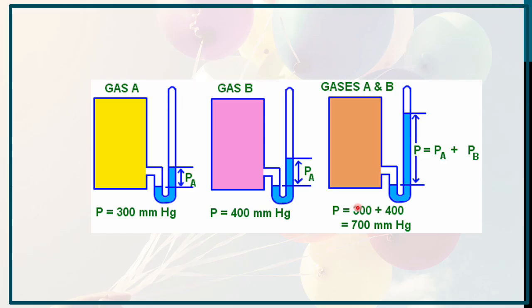Okay, for example here, gas A: if you calculate the pressure for gas A, it is 300 millimeter mercury. You can calculate using the height of this tube. For gas B, for example, the pressure is 400 millimeter mercury. So when you have the combination of gas A and gas B, the pressure is actually a summation of the pressure for A and pressure for B. So that's why for this gas AB, the pressure is 700 millimeter mercury.